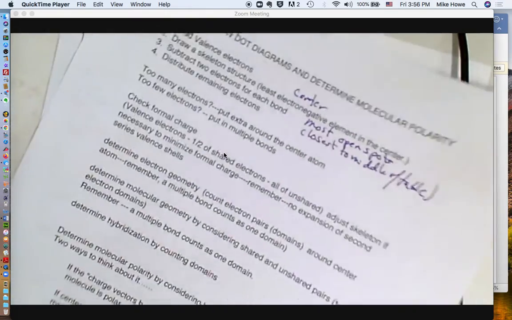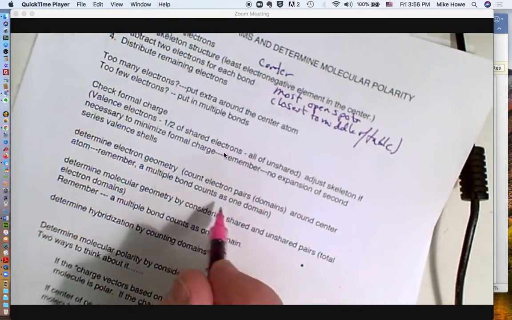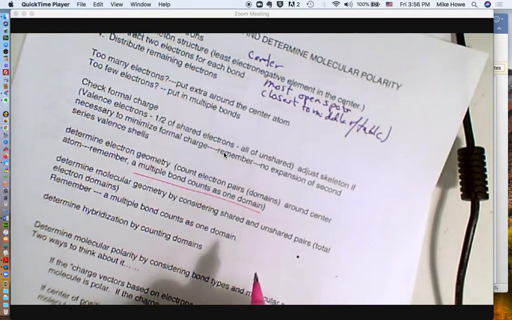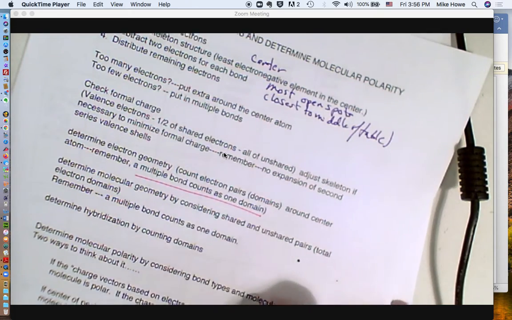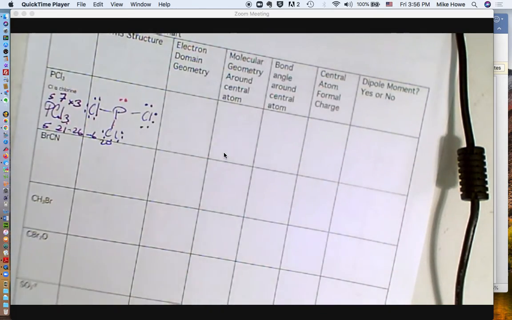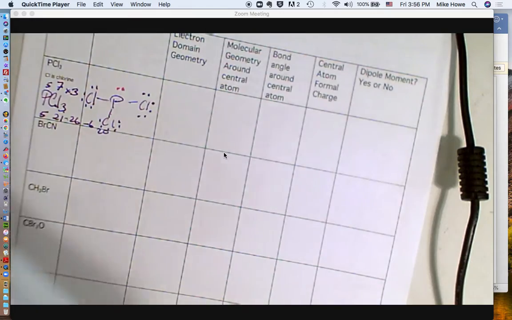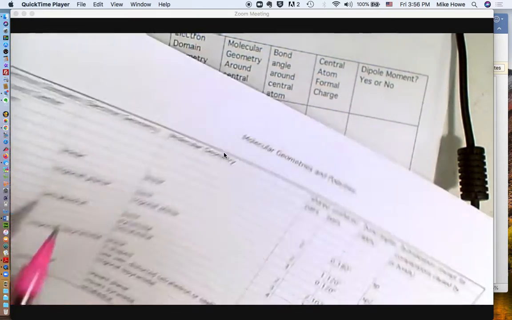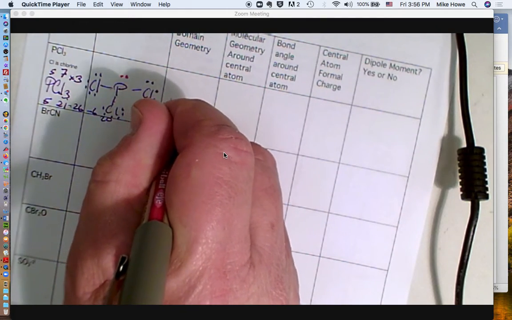Remember, when you're counting domains, a multiple bond counts as 1 domain, and an electron pair counts as 1 domain. So in this case, we have 4 domains, which means when there's 4 domains, the electron pair geometry is tetrahedral. So this would be tetrahedral.